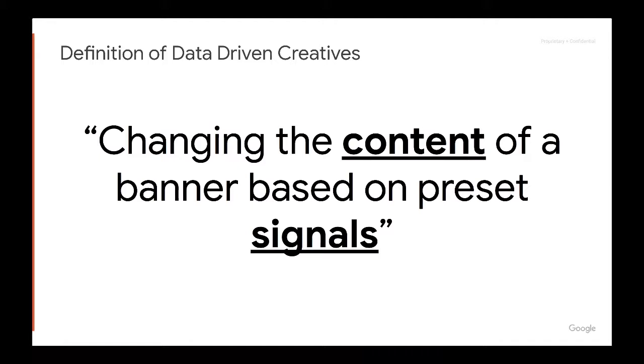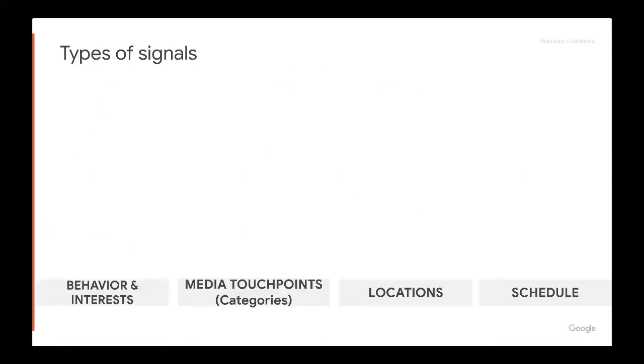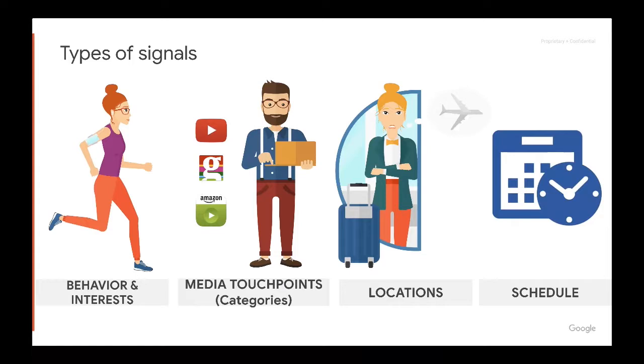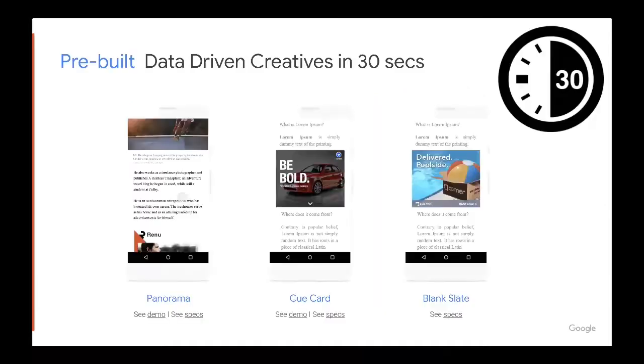Sure. So the definition of data-driven creatives is changing the content of our banner based on preset signals. What are the signals that we can use for our pre-built data-driven creatives? We can use the signals of behavior and interest. Besides, we also have media touchpoints, that is category targeting, and we also have locations. Besides, we also have the schedule, where we can target by date, by week, or by month.